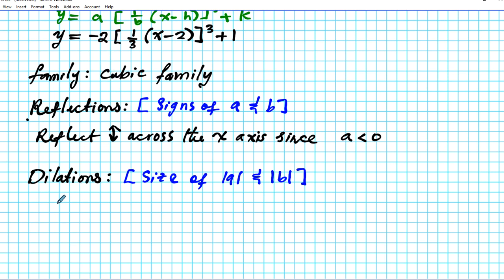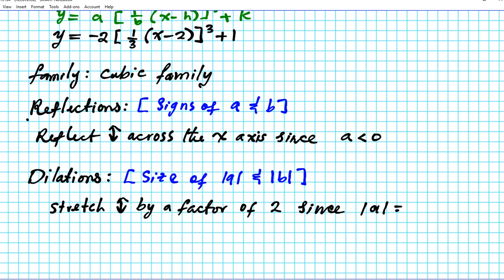So we're going to stretch vertically by a factor of 2. Why? Since the absolute value of A is equal to 2, a value that is greater than 1. If it's greater than 1, you have a stretch. If the absolute value is between 0 and 1, you have a compression.